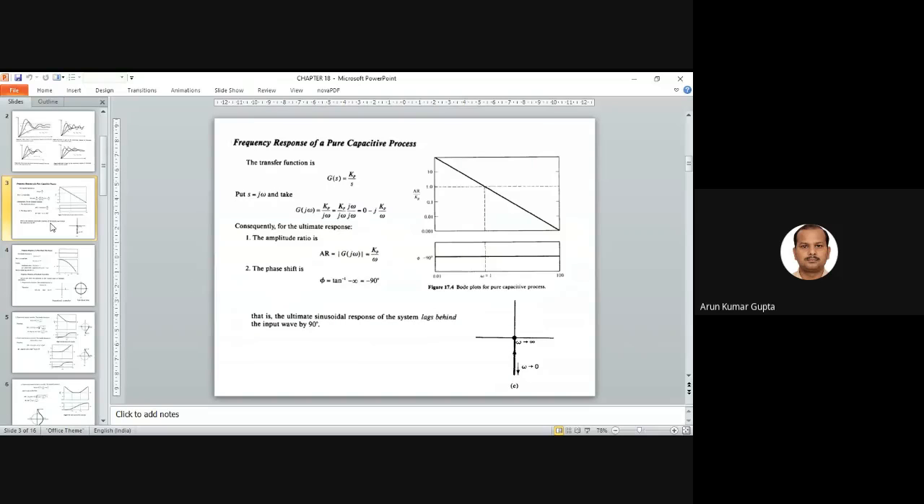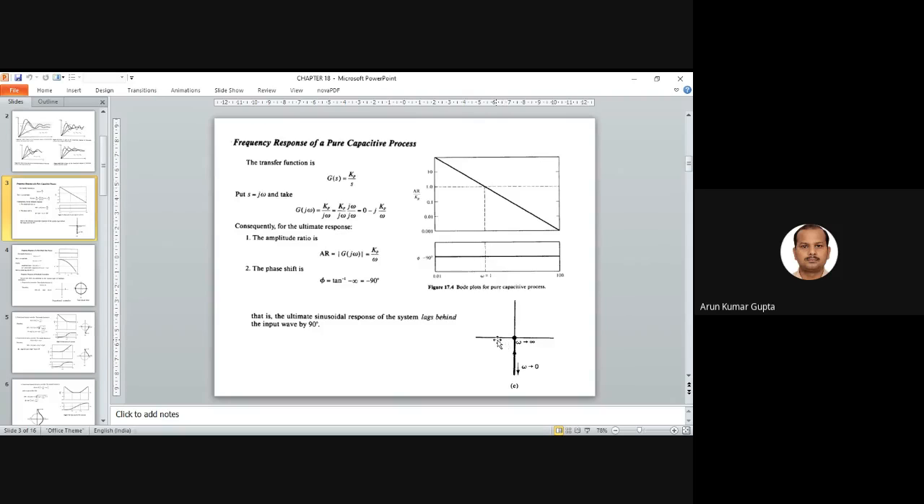So now you can see, last time we discussed the different types of Bode plot for different types of function, like the pure capacitive process, which is defined as Kp by S. For that we have a Bode plot like this that we discussed last time. Now we are discussing the next plot for the given function. This diagram corresponds to the Nyquist plot.